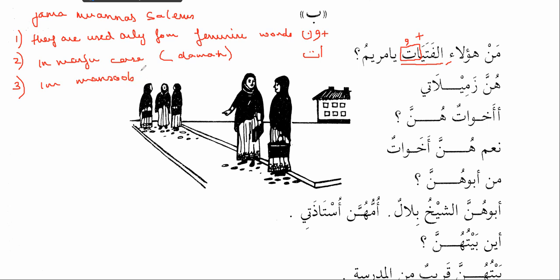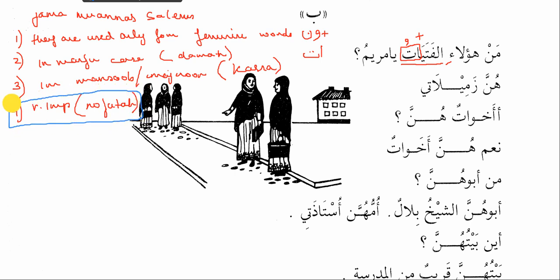Third, in mansub and majroor, what happens? The haraka is only and only kasra, no fatha. Number four, that's very important in jama muannas: no fatha. You will not see a fatha in jama muannas. If it's in mansub case, it will not show by fatha. This is really very important. In mansub case, it will not show the fatha, but in both the cases, it will be recognized with a kasra.